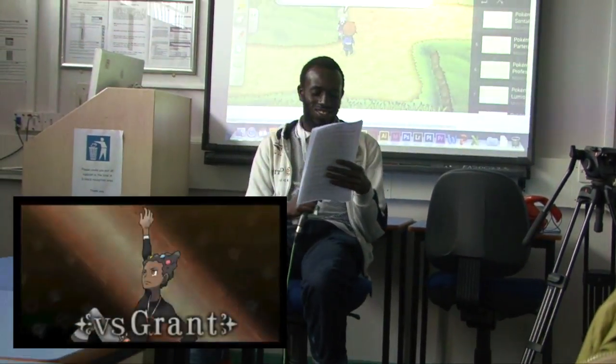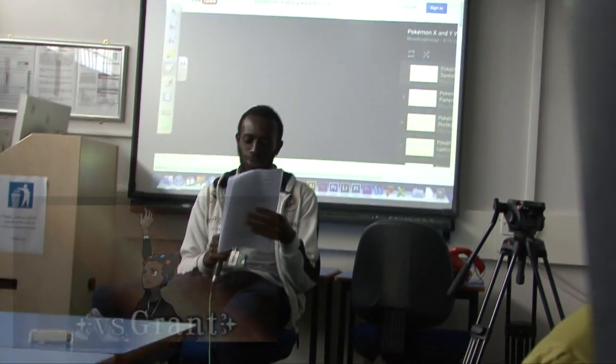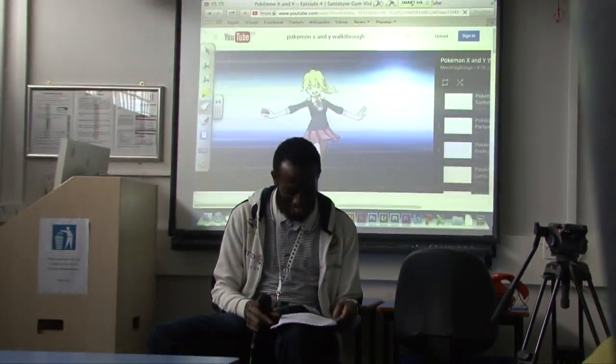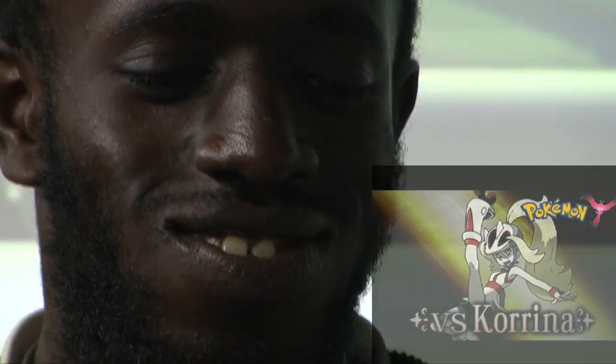She has a bug type Pokemon. She loves photography. The player will challenge Gym Leader Grant at Cyllage City Gym. He has a rock type Pokemon. He likes rock climbing. The player will challenge Gym Leader Korrina in Shalour City Gym. She has a fighting type Pokemon. She is good at martial arts.